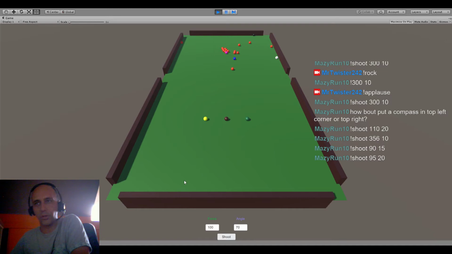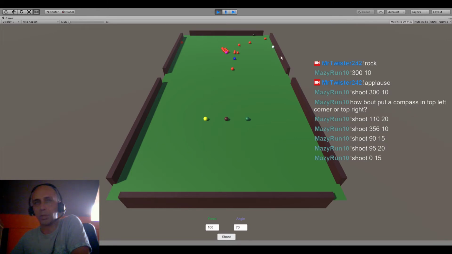And all these are just basic Unity shapes. There's the plane, the balls are Unity spheres, and the walls are Unity cubes, so they're all basic shapes. I just applied a material for the color, a physics material for the correct physics behavior, and that's about it. And then my script, of course, for the white ball, both taking input from the user interface here or taking input from the Twitch chat.